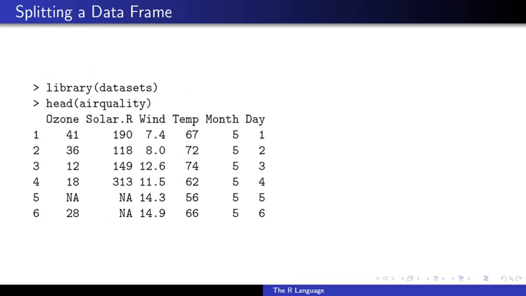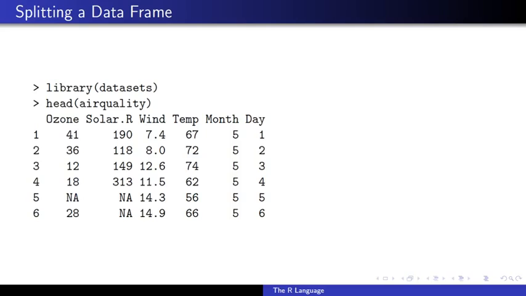But the nice thing about using the split function is that it can be used to split much more complicated types of objects. So for example, here I've got a data frame. I'm loading the datasets package, and I'm looking at the airquality data frame from the datasets package. So you can see this is the first 6 rows of this data frame. I think there's about 100 some rows in total in this data frame.